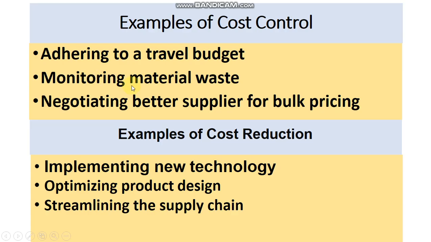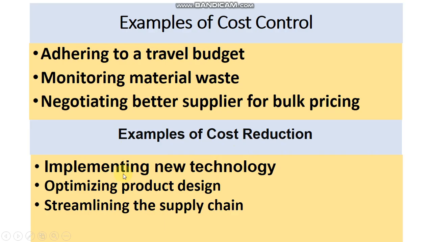Through monitoring waste, we can reduce the cost. We can't avoid the waste, but through proper training to the employees and a monitoring system, we can reduce the cost. Finding a better supplier helps to reduce the raw material cost. So the institution has to claim a discounted price for bulk purchasing.